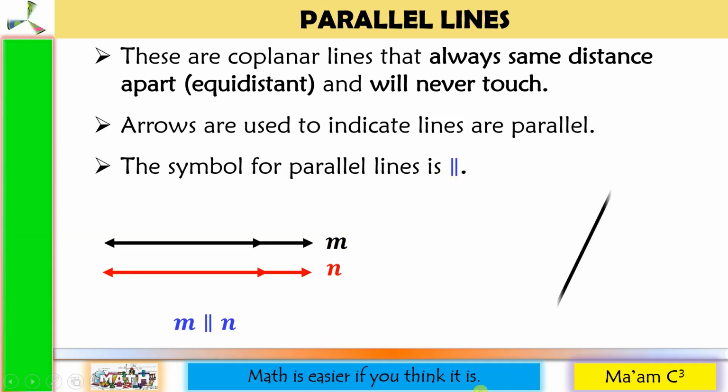Let's have another example, line P and line Q. To show that they are parallel, let us use arrows. Now, line P is parallel with line Q.